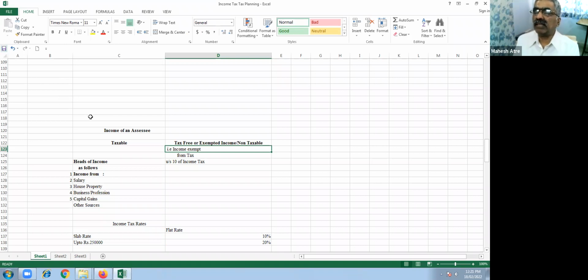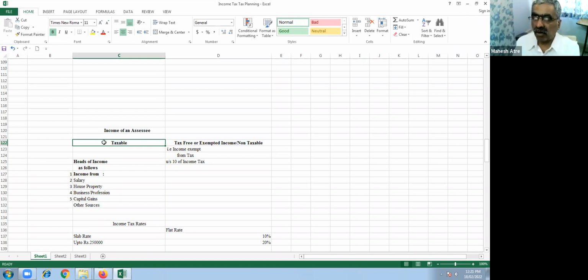Now, going ahead with that, if the income is not tax-free, then it is going to be taxable. Again, in case of residential status, we already discussed, a person may be a resident or non-resident. Similarly, income may be taxable or non-taxable. The same income cannot be taxable as well as non-taxable. Either it will be taxable or non-taxable.